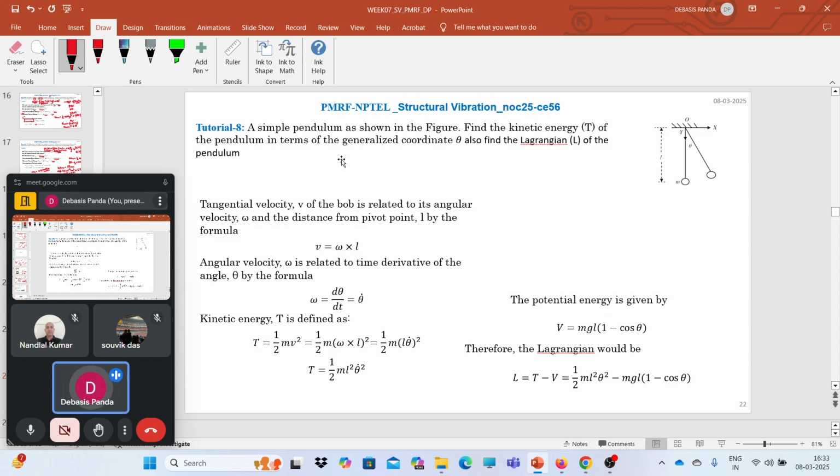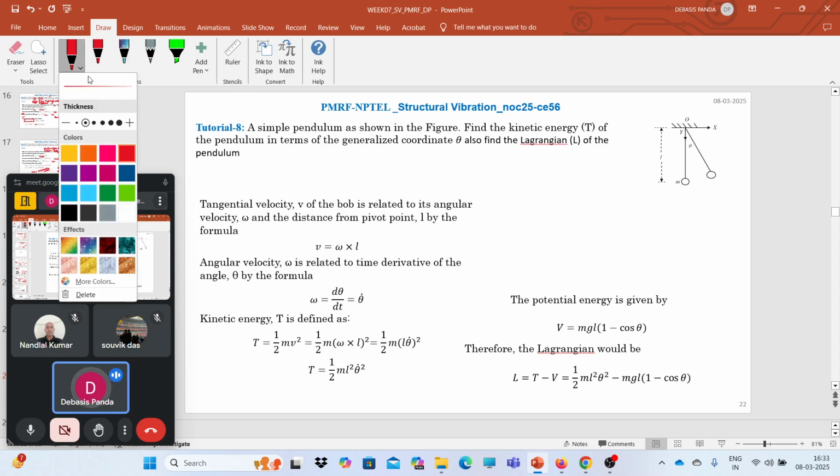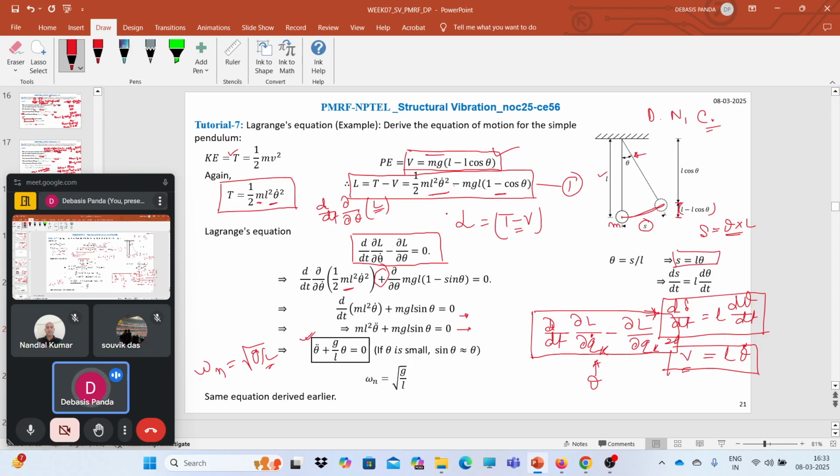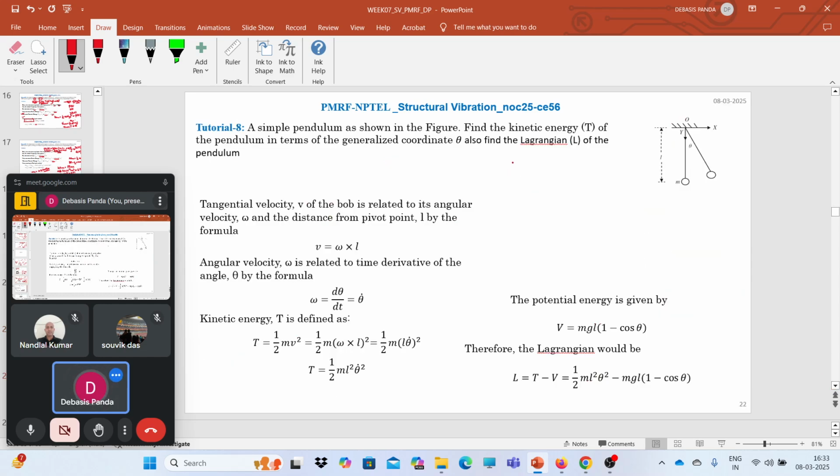So here also a similar kind of problem is there. A simple pendulum is shown in the figure. Find out the kinetic energy of the pendulum in terms of the generalized coordinate theta. Also find out the Lagrangian of the pendulum. The Lagrangian of the pendulum we already have, we formulated it earlier, right? Still, let's solve it here also.